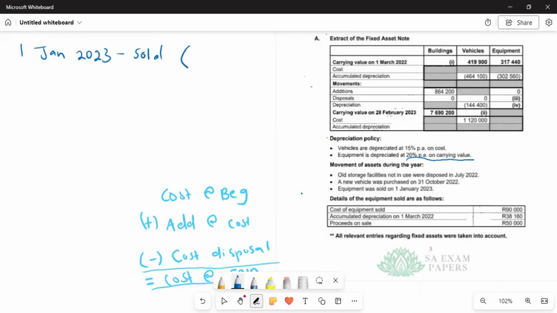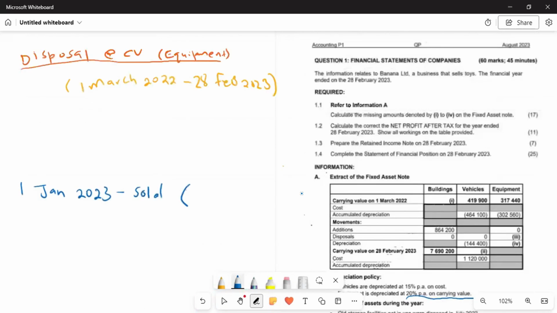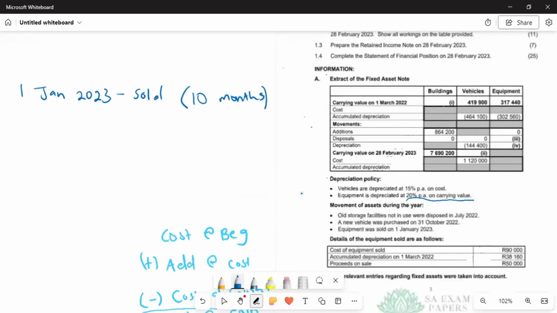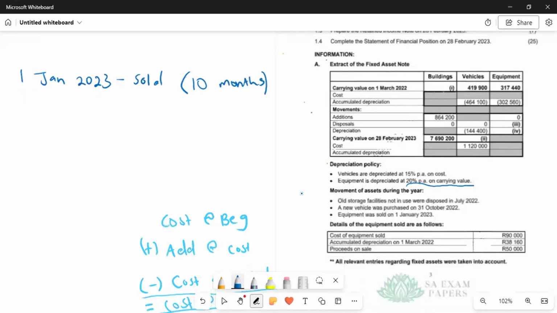Now, first, let us determine for how many months it was present in the company. Remember, I said my financial year starts on 1 March 2022. So it was there from March, April, May, June, July, August, September, October, November, December, right? So we don't include January, because it was sold on the 1st, not on the 31st, right? So basically this was there for 10 months, right?